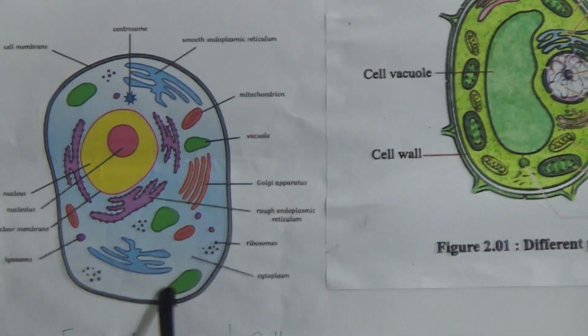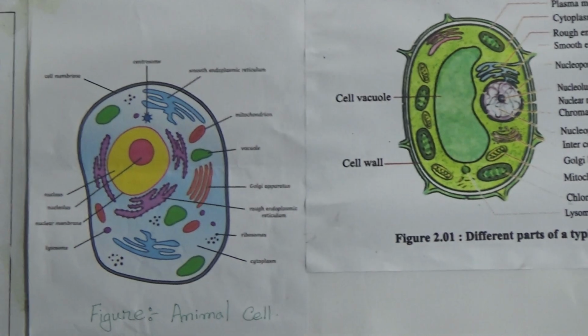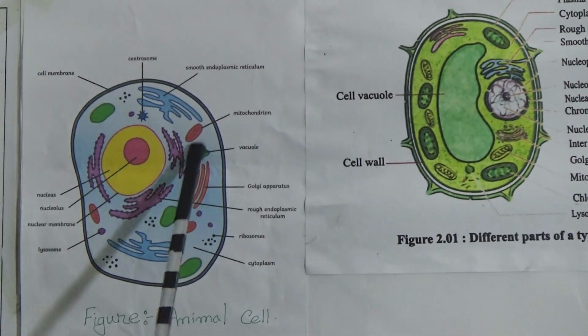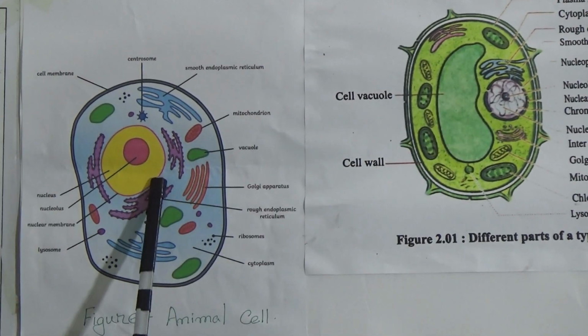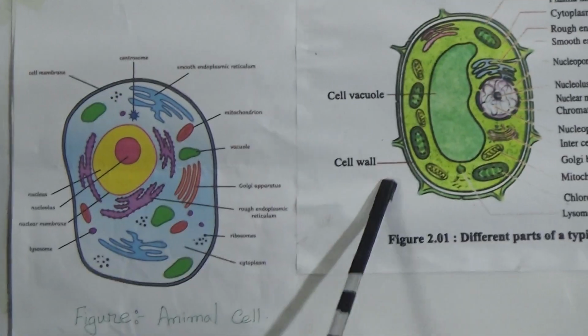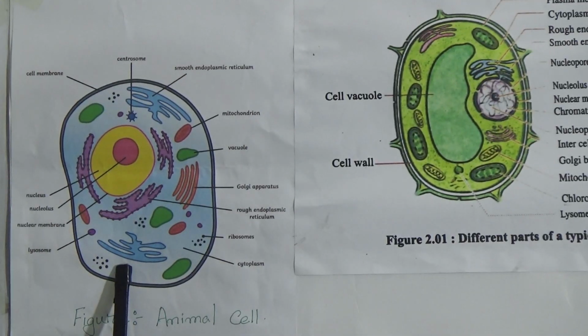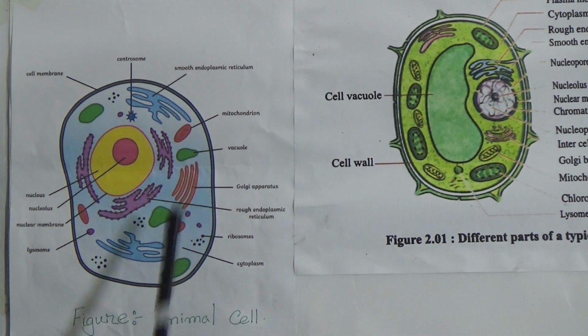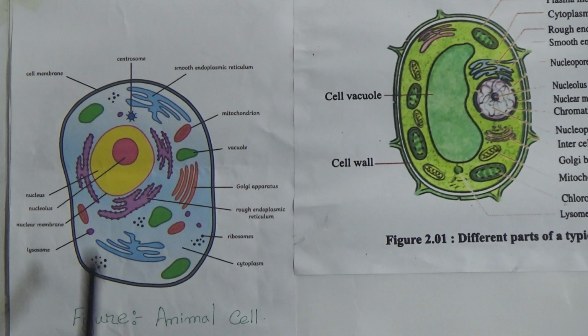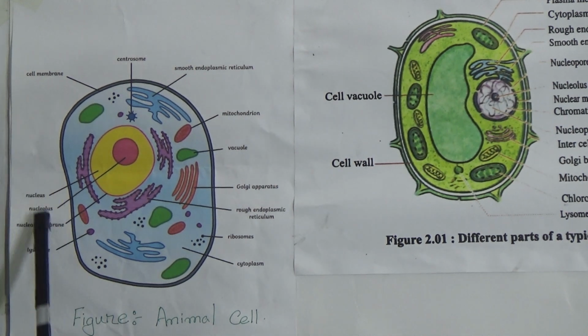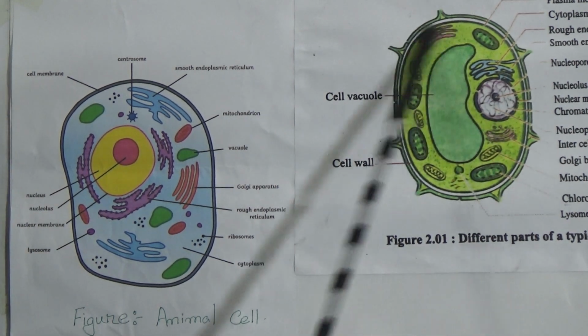But we found some organelles in both the cells. What are the organelles? Like mitochondria. We found mitochondria in both the cells. Rough endoplasmic reticulum and smooth endoplasmic reticulum are present in both of the cells. So you found nucleus, nucleolus, and nuclear membrane in both of the cells.